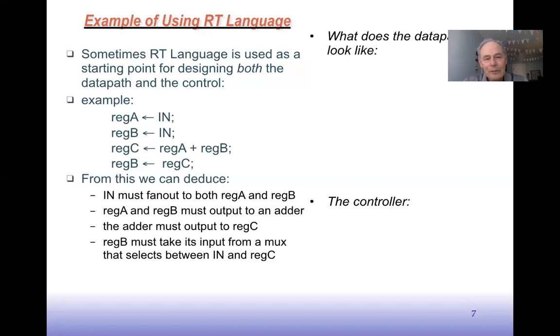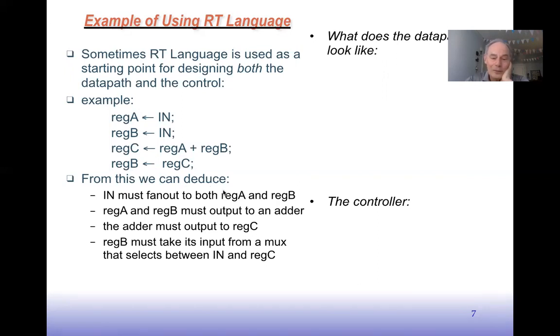Sometimes the language could be used as a starting point for not just a controller, but both the data path and the controller. So here's an example here. I say reg A gets in, reg B gets in, then reg C gets reg A plus reg B, and then next cycle reg B gets reg C, right? Now, if we look at this, we can deduce a lot of things. And in fact, we can use this to figure out what the data path and what the controller would be for a piece of hardware that executes this function. Assuming this were important to you, you may want to go through this process.